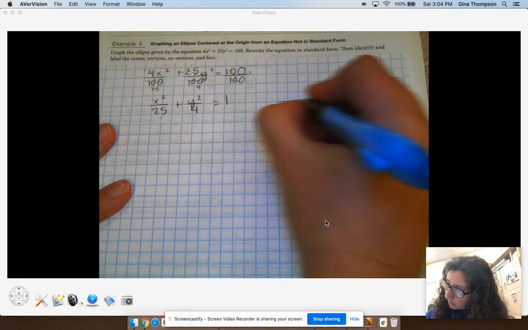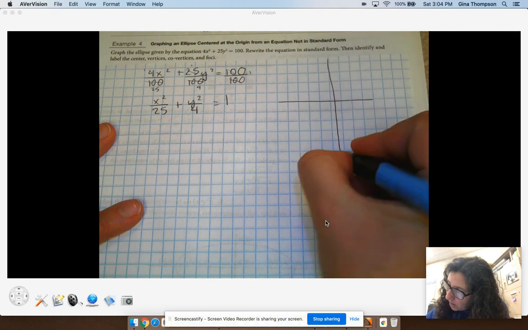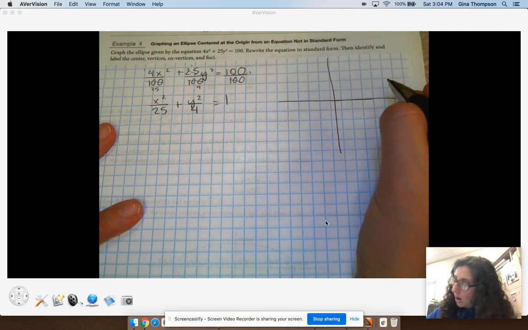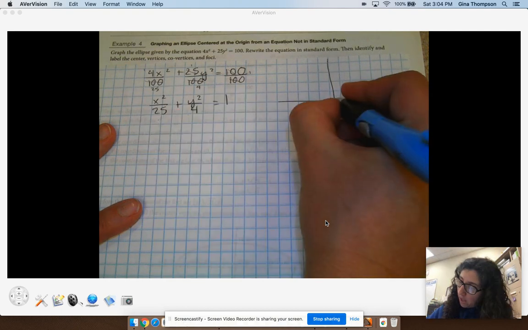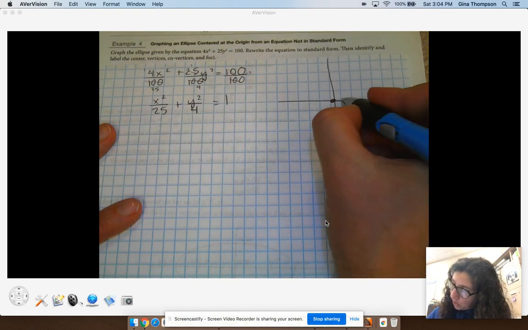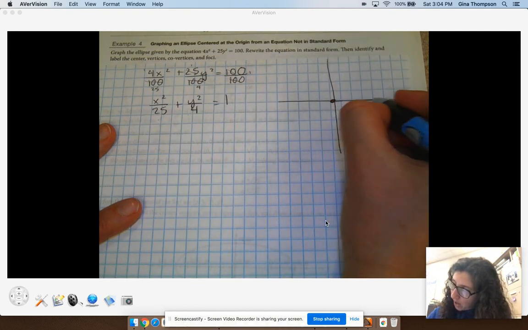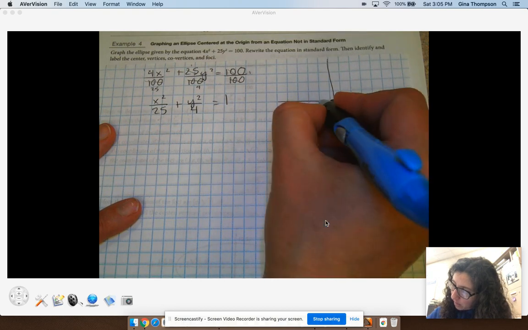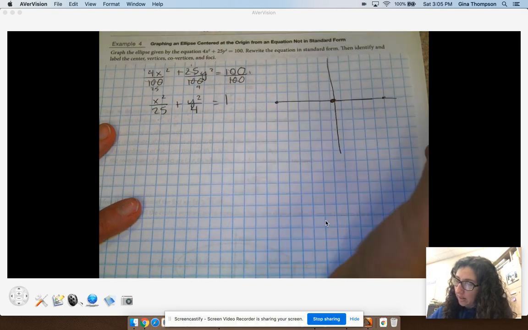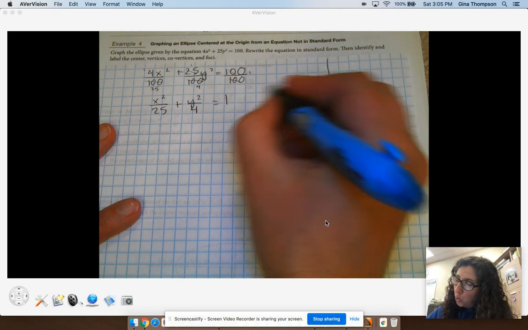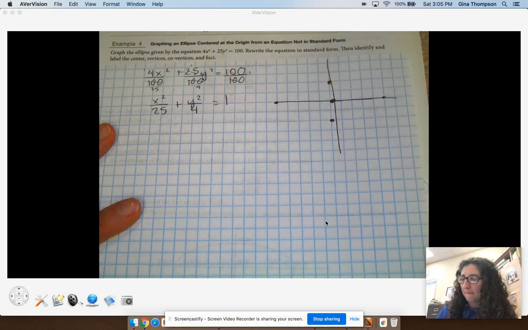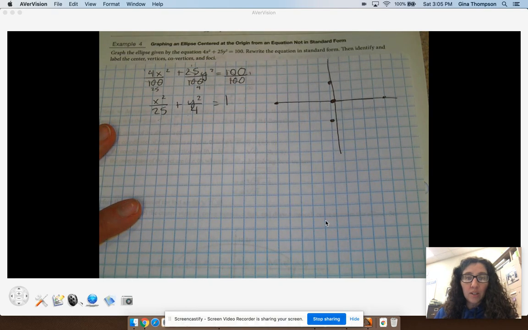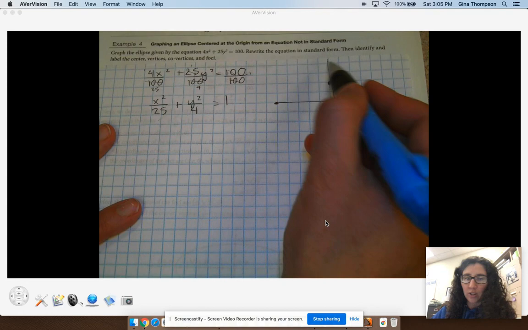And let's graph this. So our center, we can see it's centered at the origin, right? And we can go 5 units in either direction, 1, 2, 3, 4, 5, along the x-axis. There are vertices, and we can go 2 units along the y-axis. And now we just need to find our foci. Look what a bad job I did drawing that line.